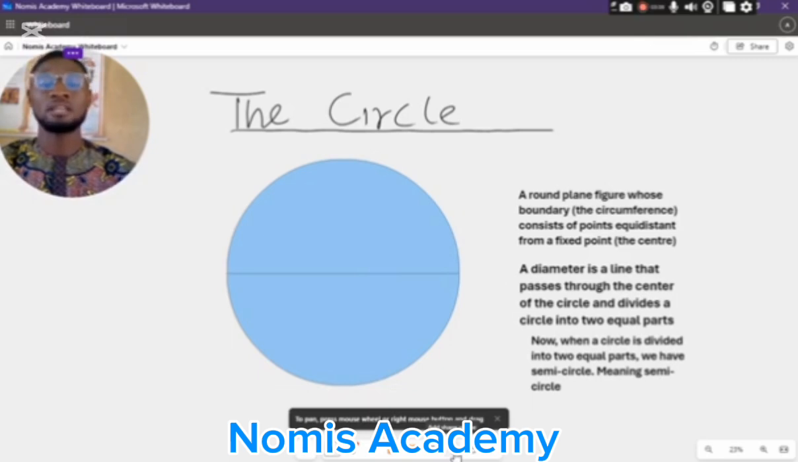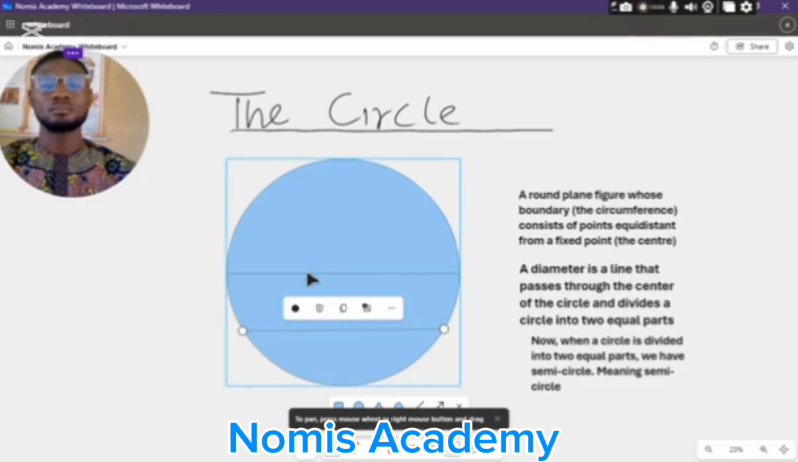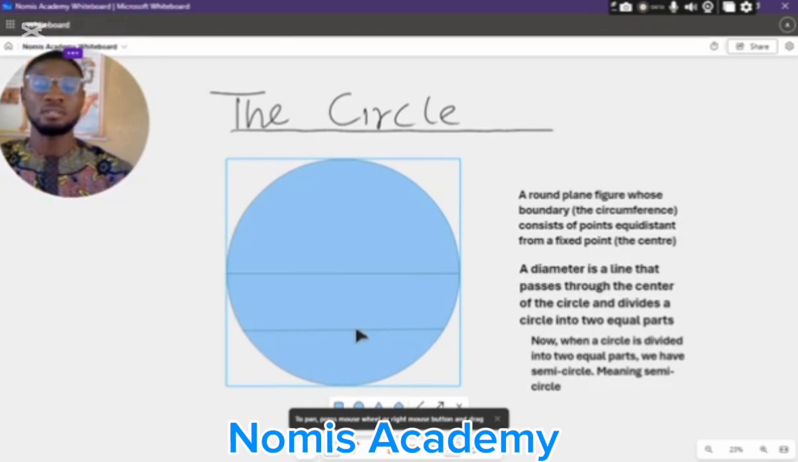So let's take another one. When a circle is divided into two unequal parts, what divides the circle into two unequal parts? Yes, it is a chord. Let us see it. Can you see the second line down? This line is called a chord. Chord is C-H-O-R-D.